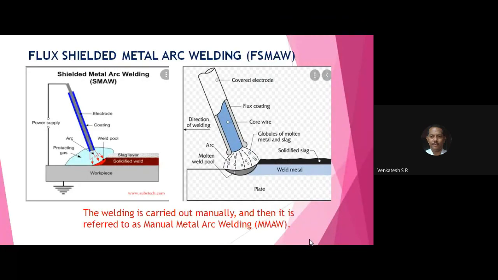All of you write down flux shielded metal arc welding. In bracket write down F for flux shielded, M for metal, A for arc, W for welding. Flux shielded metal arc welding. Write down the rough diagram of the right side diagram.